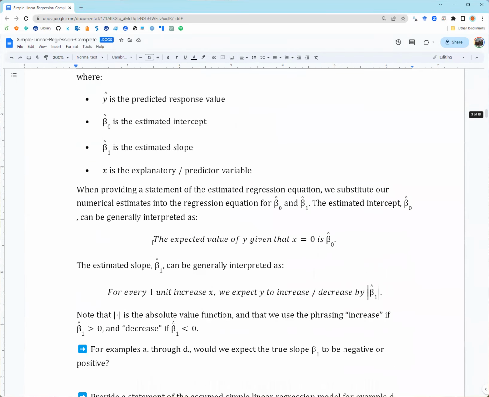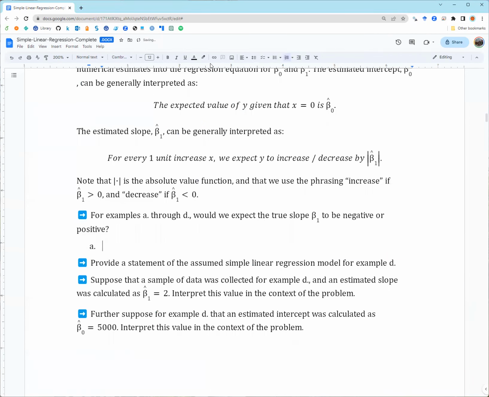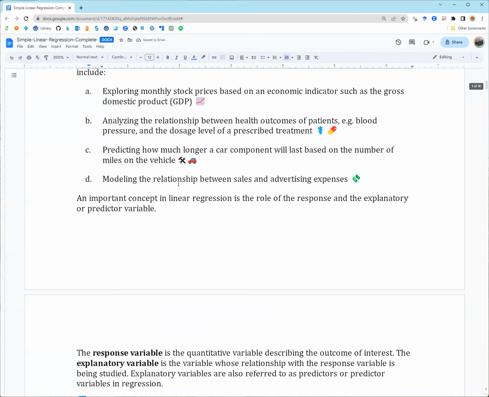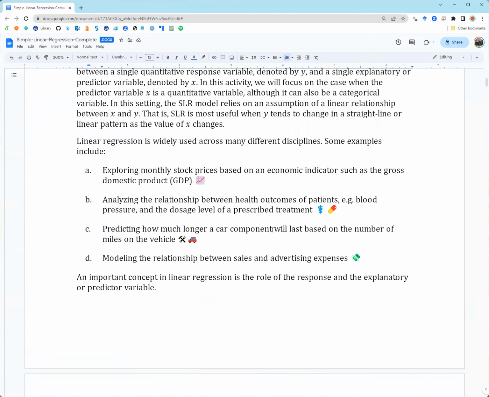Okay, so let's see. Example A. Stock prices, so the value of a stock using the GDP in the United States, very generally. In this setting, although there's certainly going to be a lot of things this is contingent on, like what stock exactly, which type of company, many things like that, but sort of oversimplifying it a bit here.